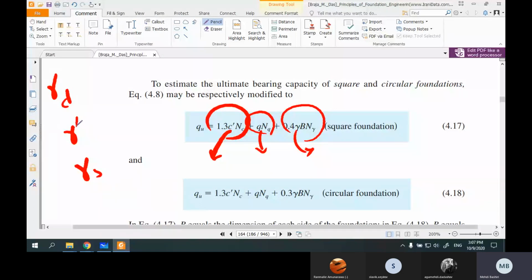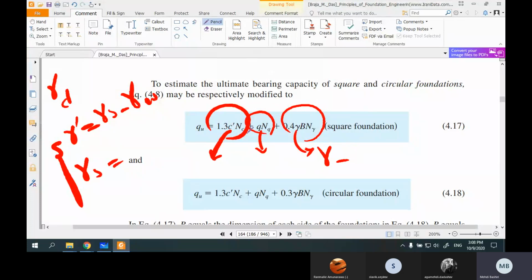When you have water and soil, we have two different gamma. One of them is submerged. It means gamma saturated minus gamma water. The other one is saturated gamma. Do you know what they are? Yes, teacher. Okay, so this term mainly defines the situation of the soil below the foundation. So we call this the gamma term, we call this the Q term, and we call this the C term. This term is for cohesion of the soil, this term for the weight above, and this term is the situation of the soil below.